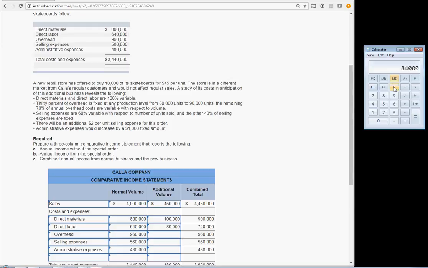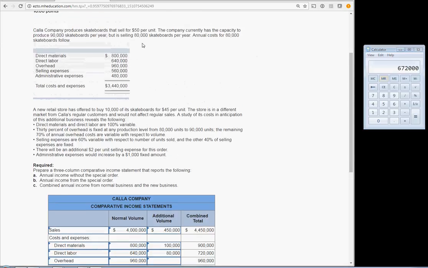I'm going to run that one more time for you. Overhead's 960,000, but they're telling us that only 70% of it is variable. We've got to take out the fixed piece. You can't do the fixed piece in incremental income. So if 70% of it's variable, we need to find 70% of this number. 960,000 times 0.7 gives me 70% of that number, which is 672,000.